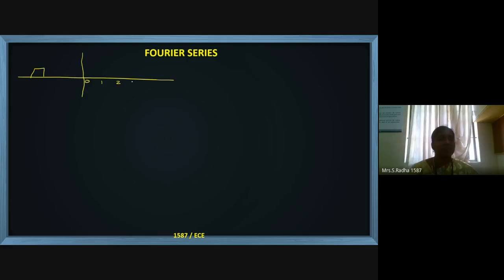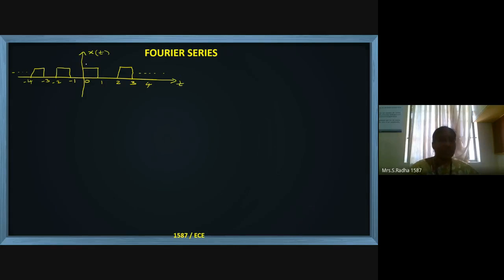On the right side it is 1, 2, 3, 4, etc., and on the left -1, -2, -3, -4 like that. So this is 1 unit time duration, again 1 unit, again 1 unit. So this is a periodic signal, and let the signal be x of t.